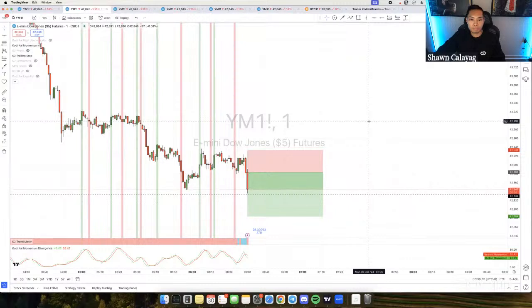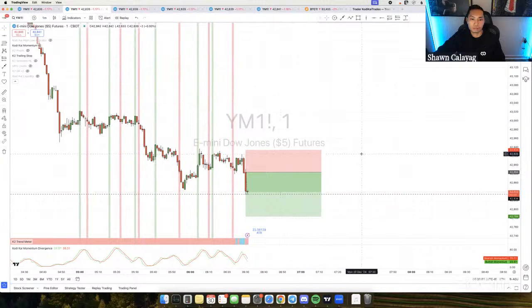Coming down. It's almost at that 50-point mark. A slow push down right now. It's at that 50-point mark. There we go. I got out at 50 points, guys.